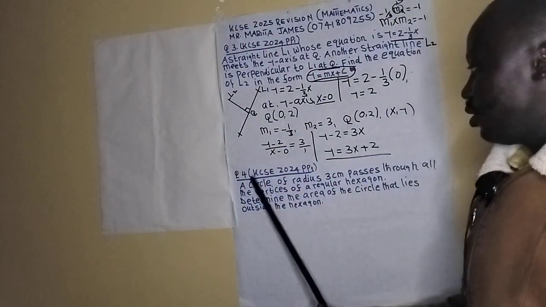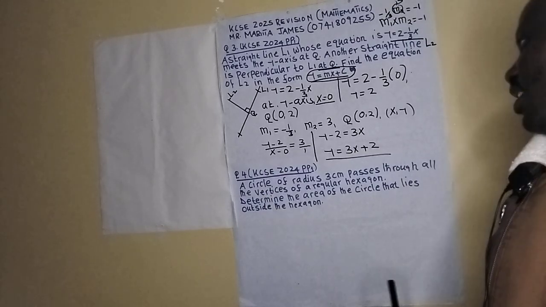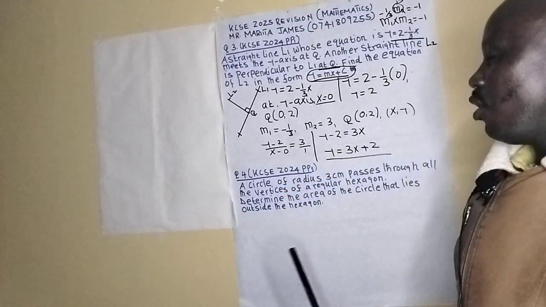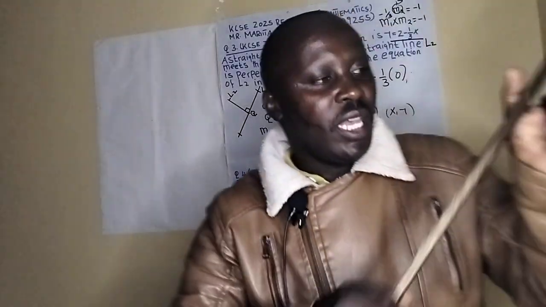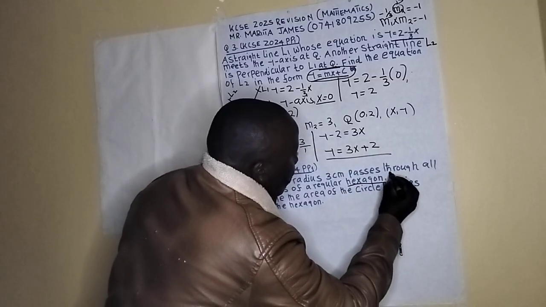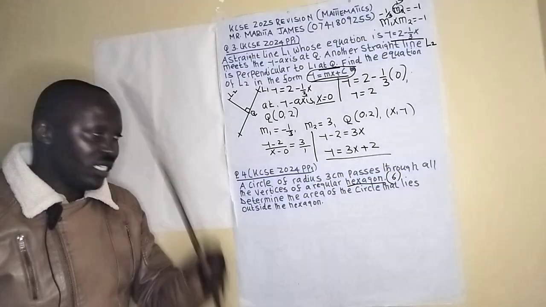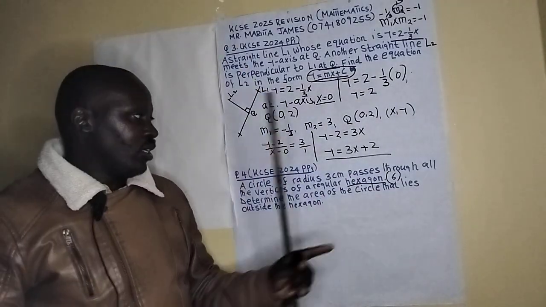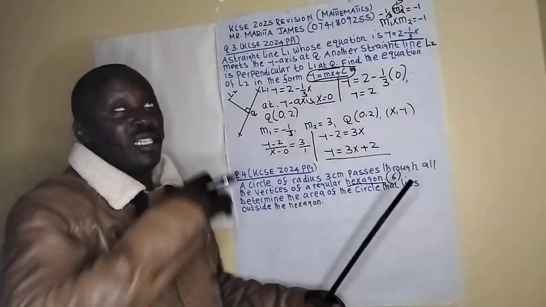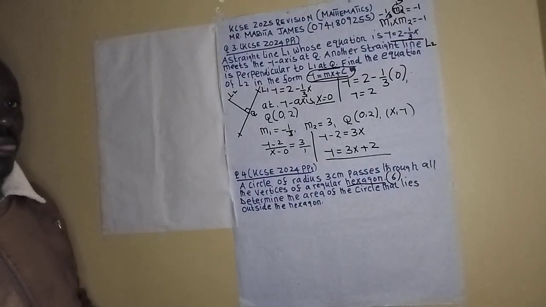That is question 4 of KCSE 2024, paper 1, where we had a circle of radius 3 centimeters that passes through all the vertices of a regular hexagon. The word hexagon here means a polygon with 6 sides. From the word hexa, hexa means 6, so a hexagon is a polygon which has 6 sides. You can visit Form 2 work, where you look at the properties of polygons and also the angles on polygons. You will be able to understand from Form 2 work.